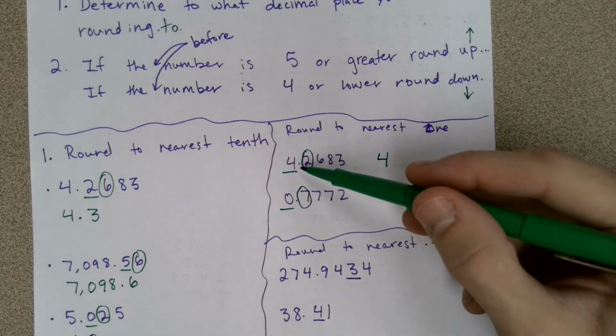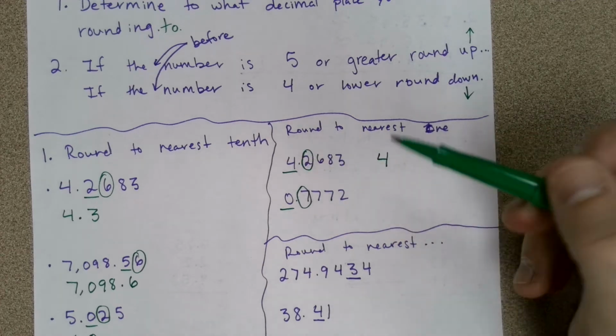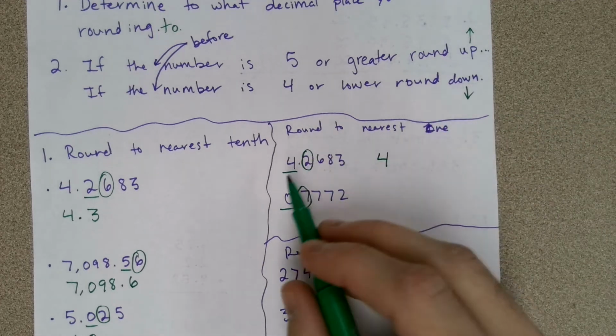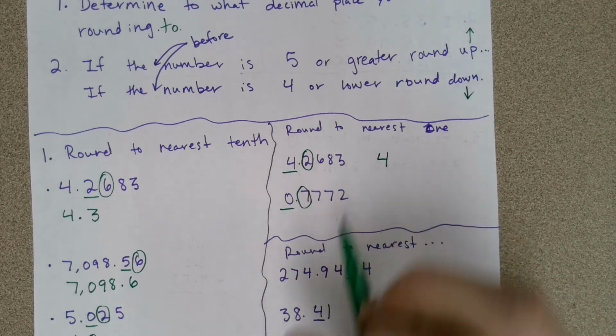If this had been a 4.765, we would have rounded up to 5. Here we are rounded down to the nearest 1. Round down, leaves us with 4.